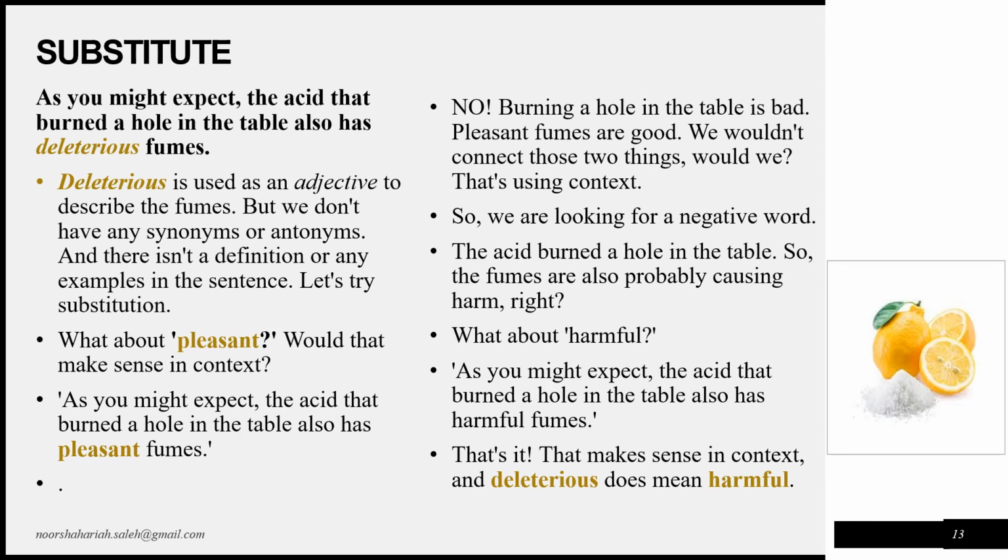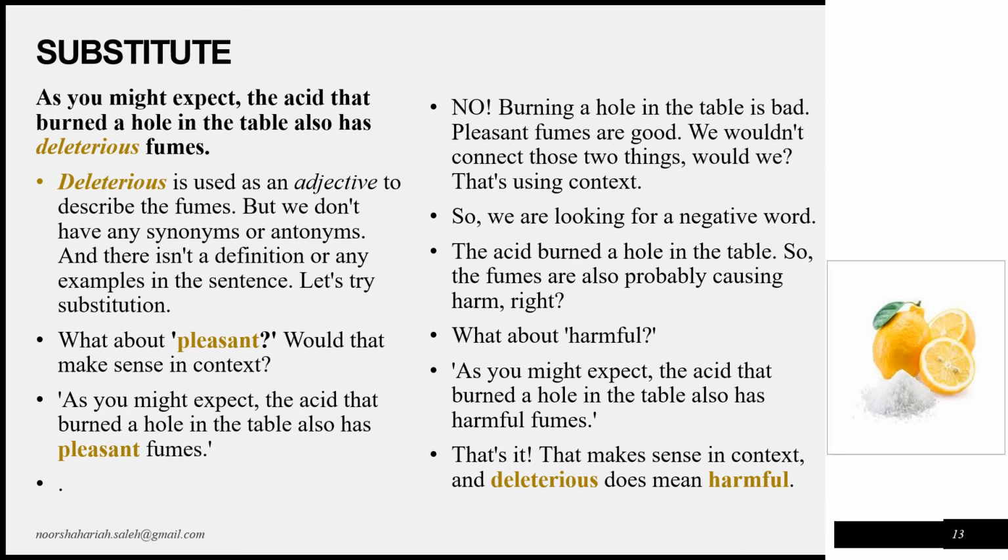Substitute. When you substitute, it means you replace. As you might expect, the acid that burned a hole in the table also has deleterious fumes. So deleterious fumes here can be gas. Okay, so when it comes to substitute, the steps of getting the meaning will be a bit longer.